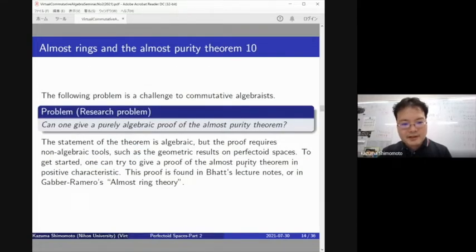Here I can suggest a research problem. Can one give a purely algebraic proof of the almost purity theorem in mixed characteristic? As I said on the last page, the characteristic p version is quite elementary. However, mixed characteristic requires several different steps, and I still don't know how to prove it with purely commutative algebra techniques. So it is somehow challenging for algebraists to try to find a purely algebraic proof, or let's say a standard commutative algebra proof.